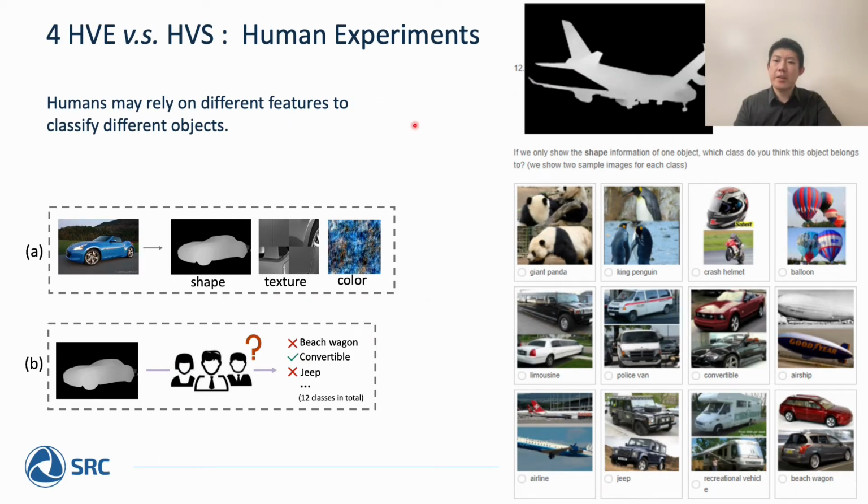So now let's compare the performance of our proposed Human Vision Engine to the human vision system. We design a human experiment. Images are represented as separate features, and we test the accuracy by asking humans to make classifications on a single feature. For instance, in the shape bias dataset, we give only the shape information of an object, and we want the human to decide which class it belongs to in the following examples.